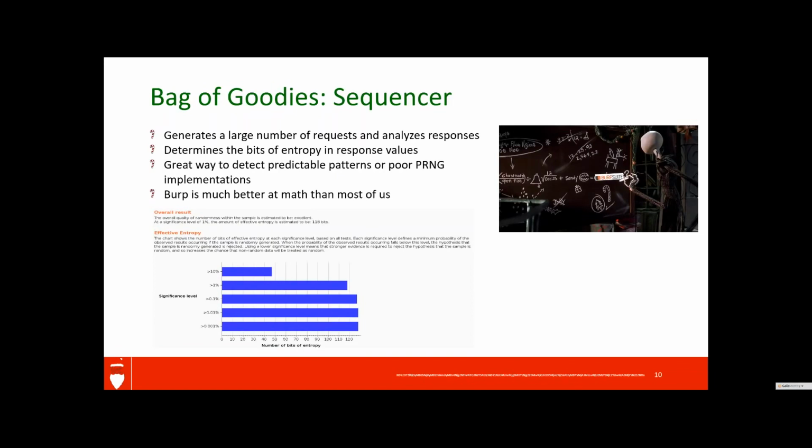We could do a lot of this manually, right? But the math is difficult, and it's not something that we can do very quickly, and Burp can do it in an automated way, and then at the end spit out some nice graphs that show you for different significance levels and confidence levels the level of entropy in something like a session ID, which is a really, really useful feature to have built right into the proxy.